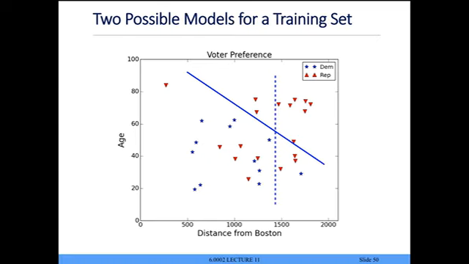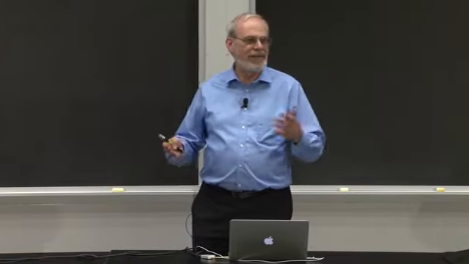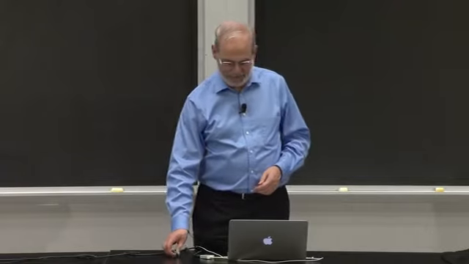And on the left side, you've got a mix of things, but most of the Democrats are on the left side of that line, right? The fact that left and right correlates with distance from Boston is completely irrelevant here, but it has a nice punch to it.